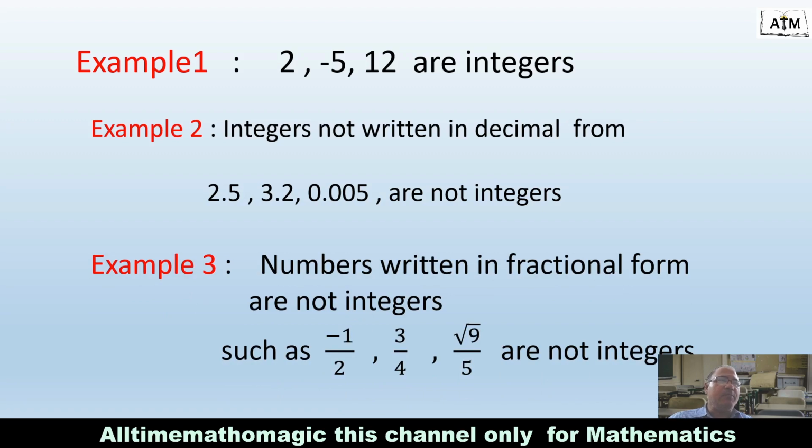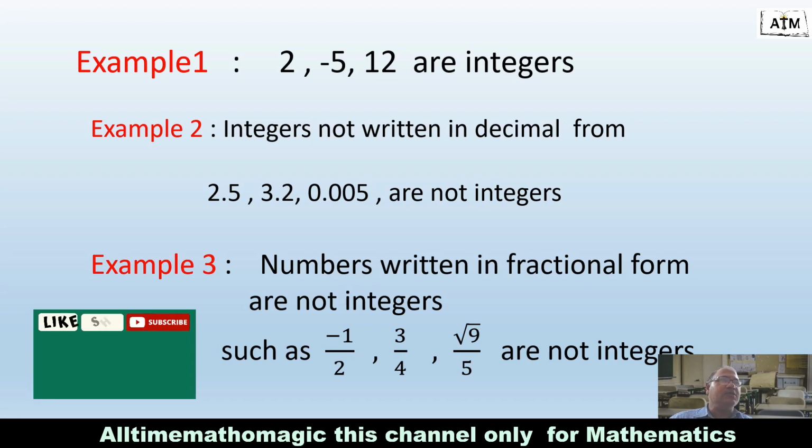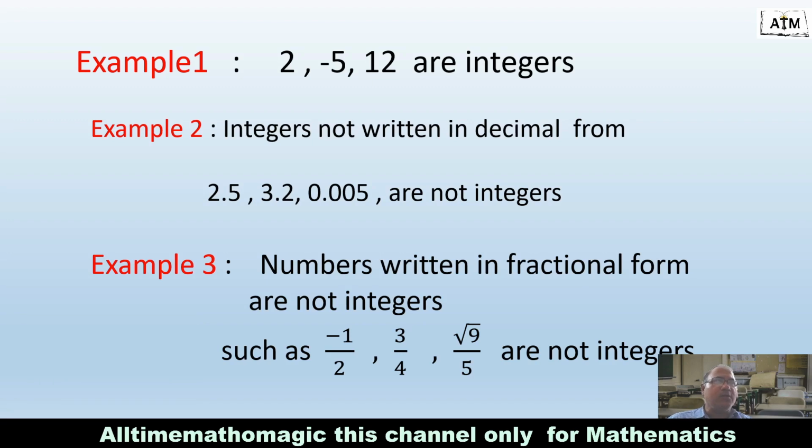Example 3. Numbers which are written in the fractional form are not integers. That means 1/2, -1/2, 3/4, 10/5, etc., which are written in the fractional form, are not at all integers. So integers are only the numbers having either a positive symbol or a negative symbol with them. But the numbers written in the point form, 2.5, 3.5, etc., are not integers.